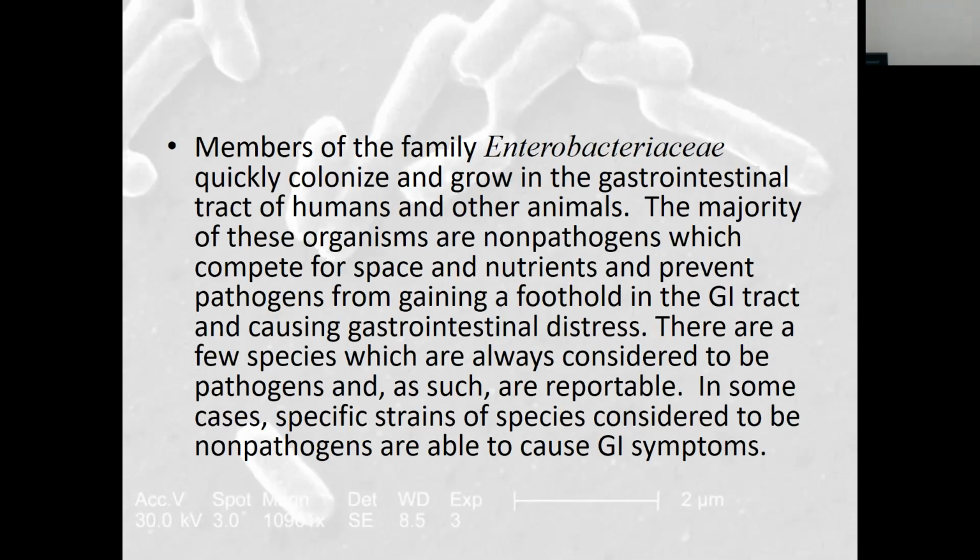Members of the family Enterobacteriaceae quickly colonize and grow in the GI tract of humans and other animals. So that's where these are located. These are not in your urinary tract to start off with. Okay, they're going to find their way there.